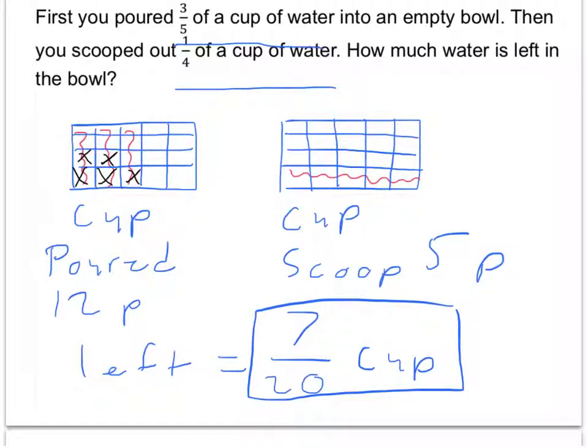So we started off by drawing our two fractions, 3/5 and 1/4. We noted that the pieces were not of the same size, and so we got equivalent fractions by making all the pieces of the same size. And so we said we poured in 12 pieces, we scooped out 5 pieces. When that was done, we were left with 7 pieces. We had 20 pieces in the whole, and so there's our answer, 7/20ths of a cup.